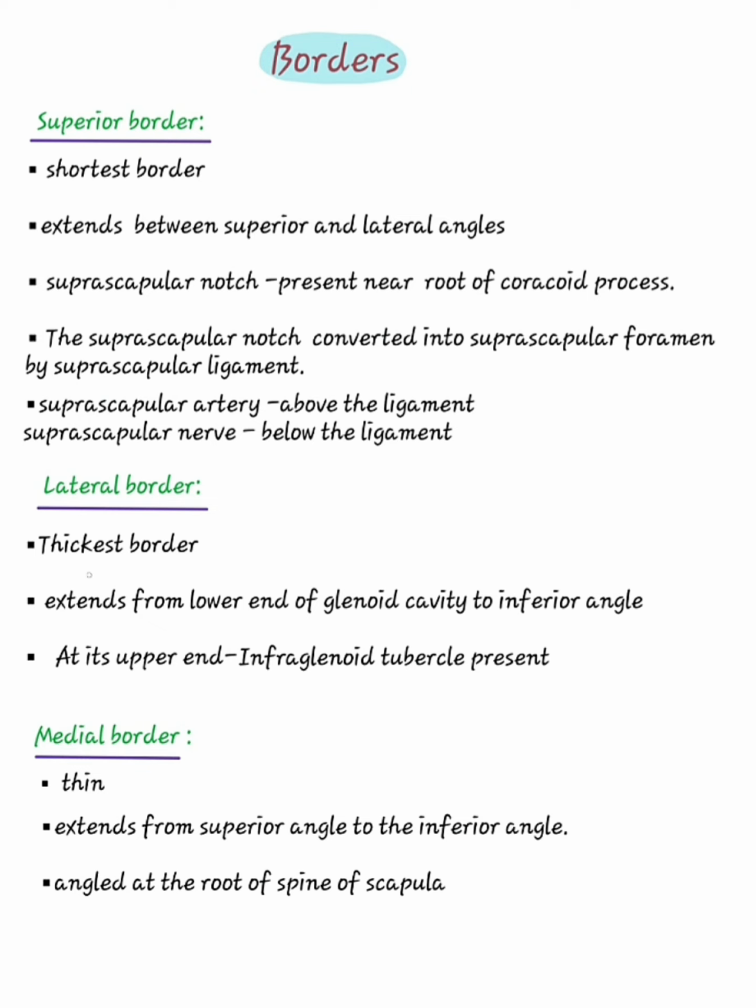Lateral border, it is a thickish border. It extends from the lower end of the glenoid cavity to the inferior angle. At its upper end, it presents the infraglenoid tubercle. Medial border, it is thin. It extends from the superior angle to the inferior angle. It is angled at the root of the spine of scapula.